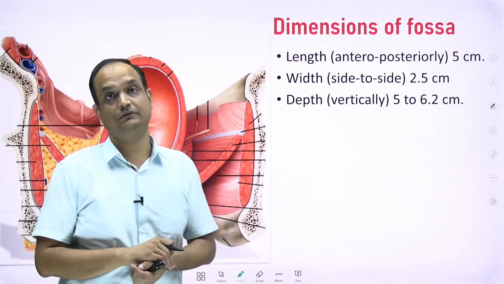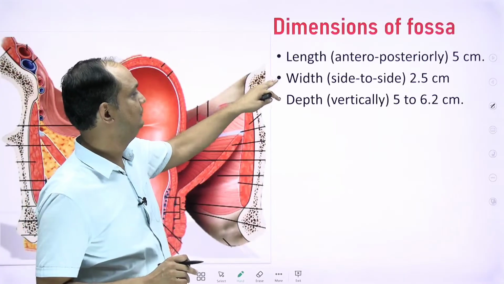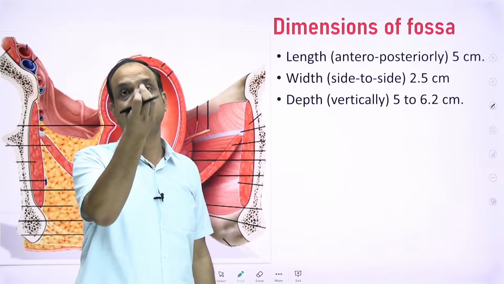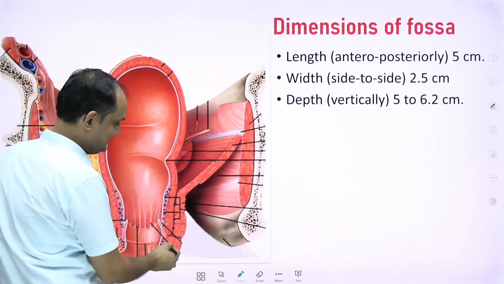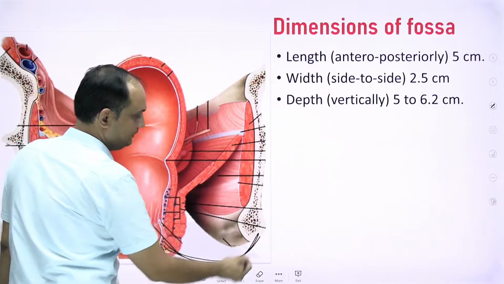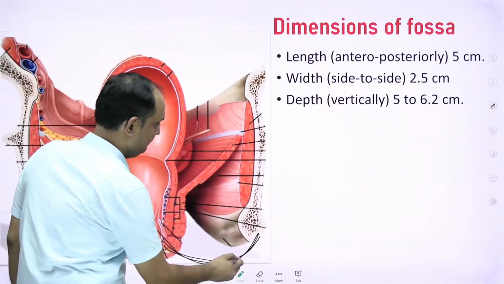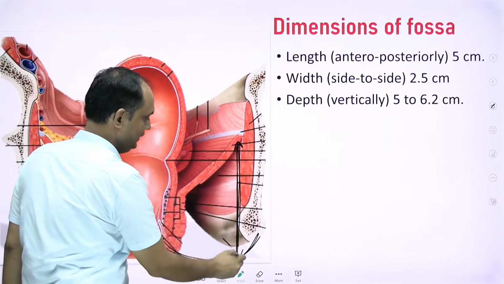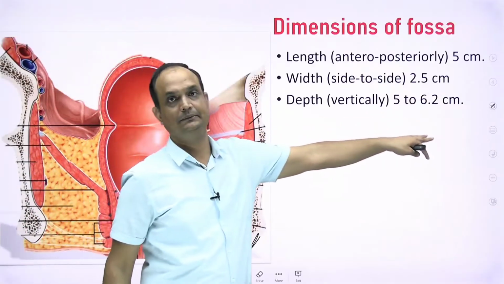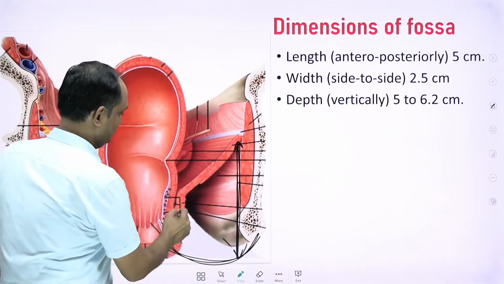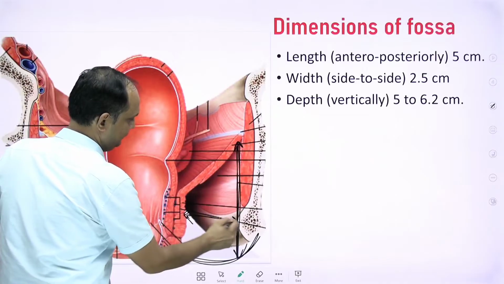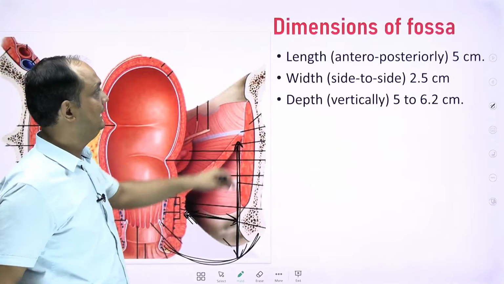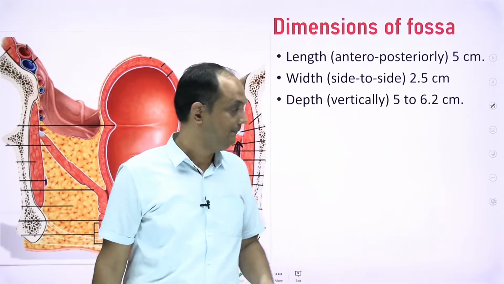Now what is the dimension of the fossa? When we talk about length, width and depth: depth is measured from the superficial area. This is your skin, which forms your base. From here, if you take a measurement, this is known as depth. This depth, measured vertically, is around 5 to 6 centimeters. The side to side width is around 2.5 centimeters, and the anteroposterior length is roughly 5 centimeters.